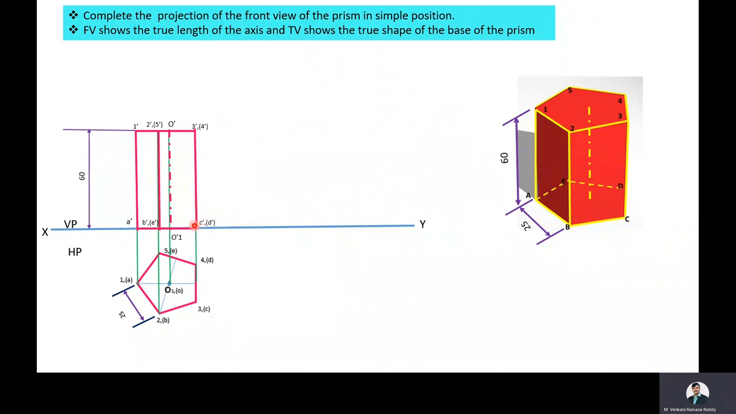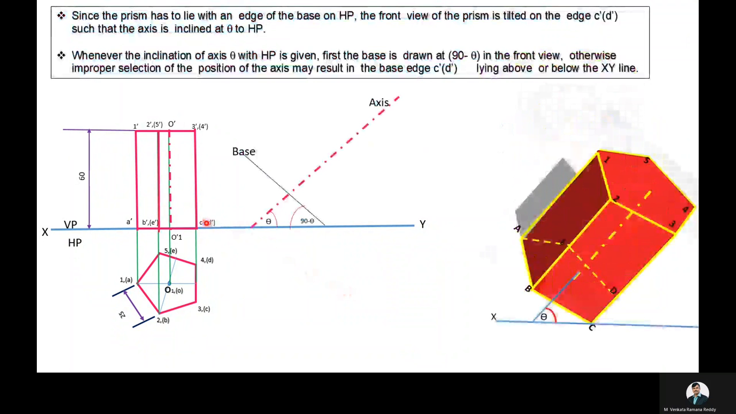In order to easily reproduce the first stage front view into the second stage front view, instead of drawing first the axis inclination with HP, we'll draw base inclination with HP. Here, axis is making an angle theta degrees to the HP means this base is making an angle 90 minus theta degrees with the HP, because axis and base are mutually perpendicular. That is, instead of drawing first axis inclination, first we'll draw base inclination with HP. If axis inclination is theta degrees, base inclination becomes 90 minus theta degrees with the HP.